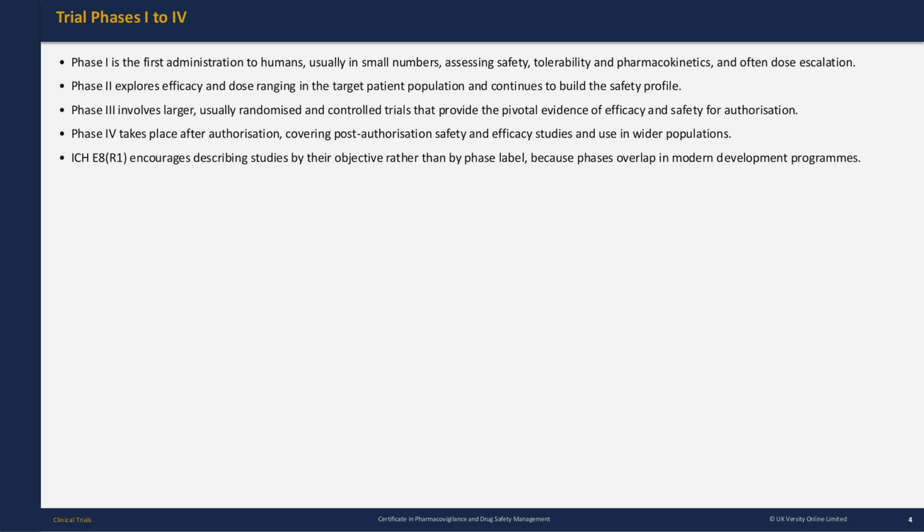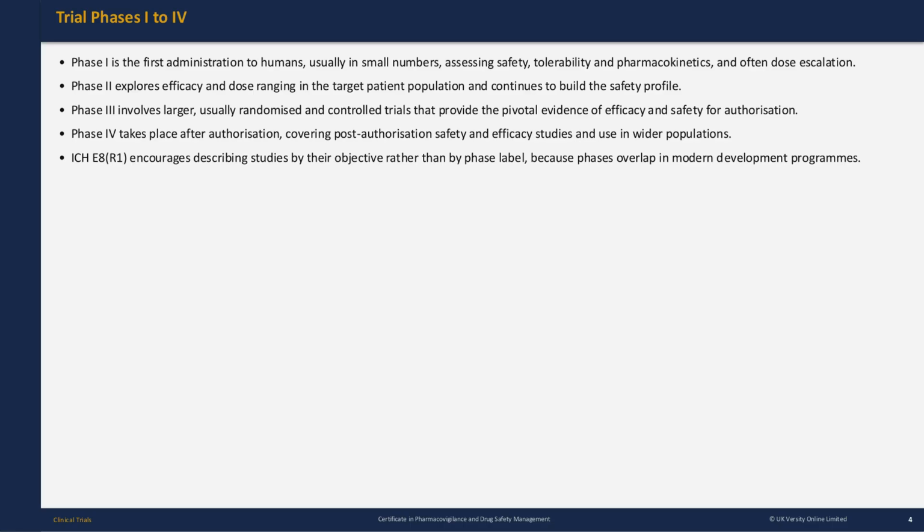Trial phases I to IV. Phase 1 is the first administration to humans, usually in small numbers, assessing safety, tolerability, and pharmacokinetics, and often dose escalation. Phase 2 explores efficacy and dose ranging in the target patient population and continues to build the safety profile.